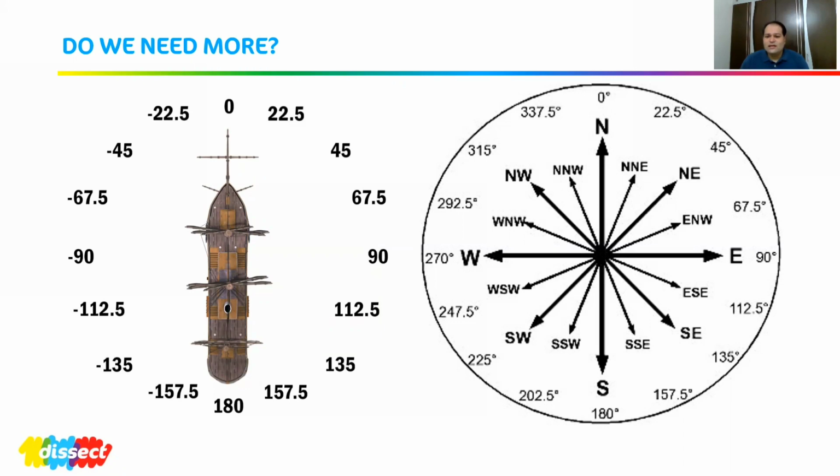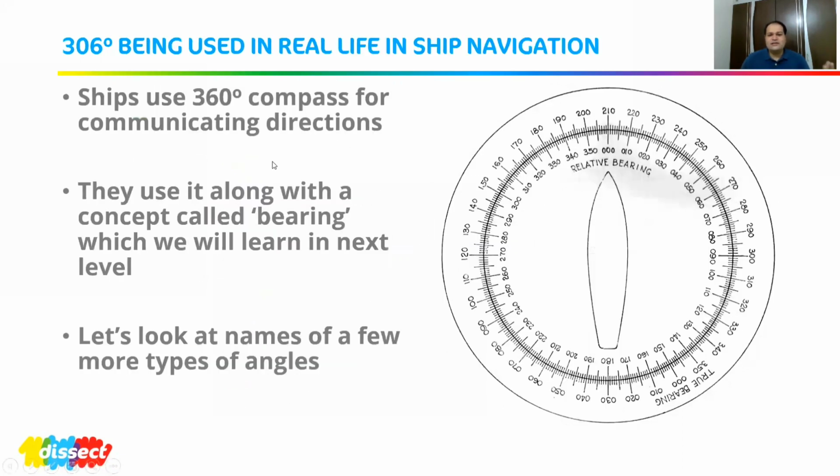So where will they be moving? This is our north. And if you count, 340 degrees will come somewhere around here. So everybody will understand the direction in which the ship is going to move: 340 degrees with respect to north. And this is the actual application of using all the angles up to a full circle, right? This is how they use it in ship navigation.